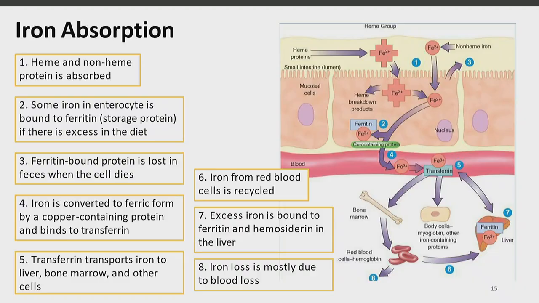So it can go to the bone marrow to form red blood cells. It can go to, for example, the muscles to make myoglobin. And then it can also go into the liver to be stored as ferritin. And so that's just a quick review. And we've had a lot of activity today talking about heme, non-heme, and the differences between the 2.